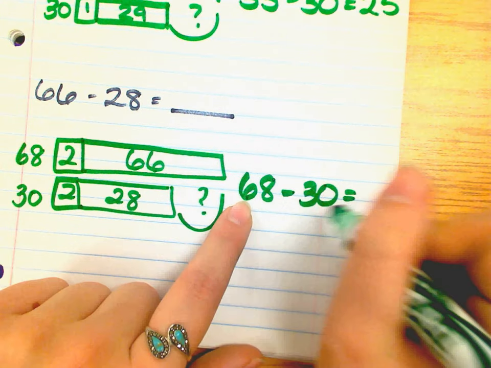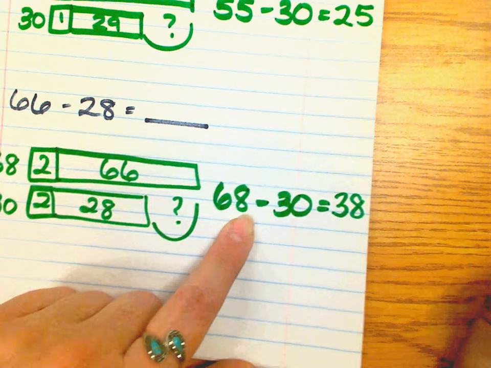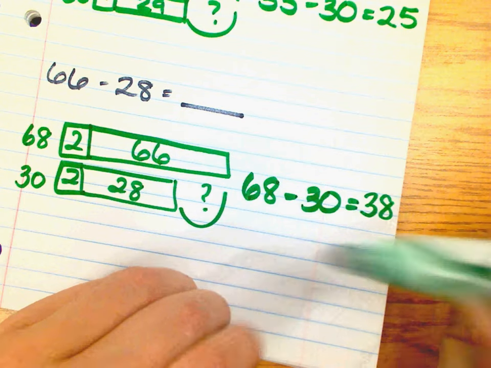6 tens minus 3 tens will be 3 tens. And then we have 8 ones that we did not subtract. 68 minus 3 tens: 58, 48, 38.